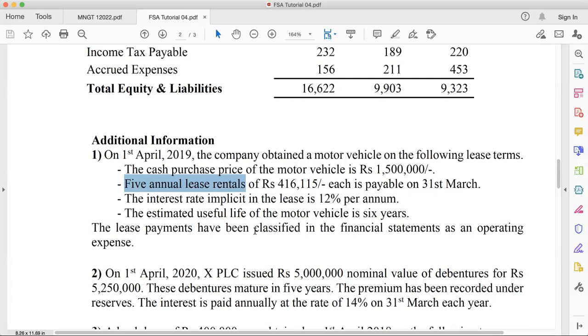So lease payments have been classified in the financial statements as operating expense. This accounting is not acceptable. You have to account for the lease according to IFRS 16. Right, you know this, IFRS 16. Now we need to adjust the financial statements because the lease payments you have charged to the profit.